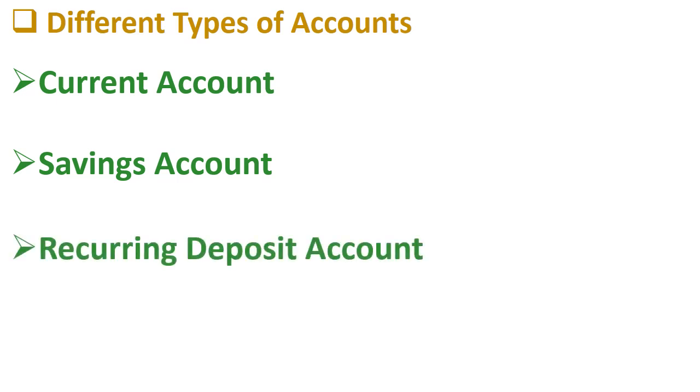Then third was recurring deposit account. So the account holder can decide the amount to be deposited every month in the account. And the last was fixed deposit. So a depositor deposits a certain amount for a fixed period in the bank.